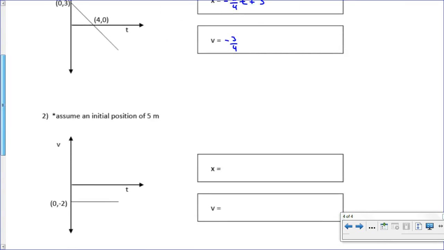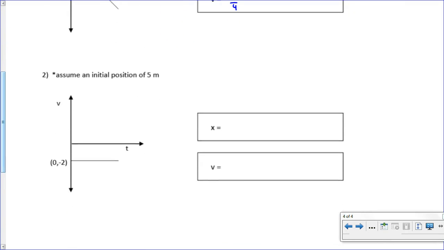For the second one, things are a little bit different. It says the initial position is 5 meters, so what it tells us is x original is equal to 5 meters. What we can read from the graph, because it's a velocity versus time graph, is that the velocity equals negative 2. All right, and so if we're plugging it into this, we know that x equals negative 2 times time, because it's the velocity times time here, plus the original position, so plus 5. And in terms of what the velocity is there, it's just negative 2.